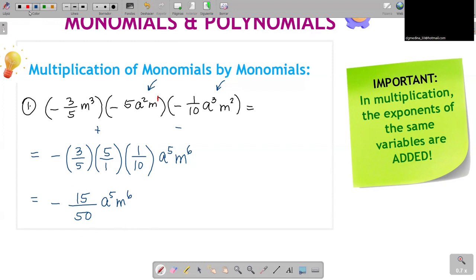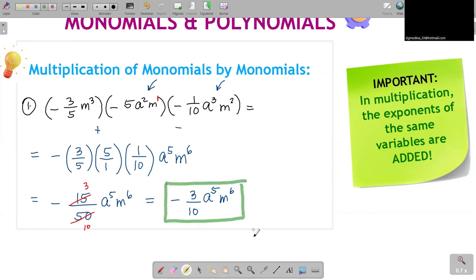So simplify it by the table of 5, for example. We have 3 and 50 divided by 5 is 10. So it means that our final answer is negative 3 over 10, a to the 5, m to the 6. And this is our final. This is basically the multiplication of monomials. So as you can see, it's the same process for all the multiplication of monomials by monomials. We have to multiply first the signs, then the numbers or the coefficients, and then the variables, adding the exponents. So this was the example number 1, multiplication of 2 monomials.